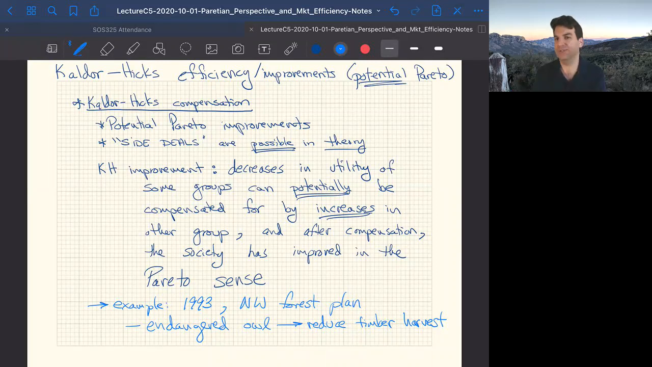But Kaldor-Hicks would still suggest that as long as we estimate that the losses we're making across the entire nation are going to be counterbalanced by the benefits we're making across the entire nation, then we should feel free to make that improvement. Does that make sense? Yeah, that makes sense. Any other questions about that?